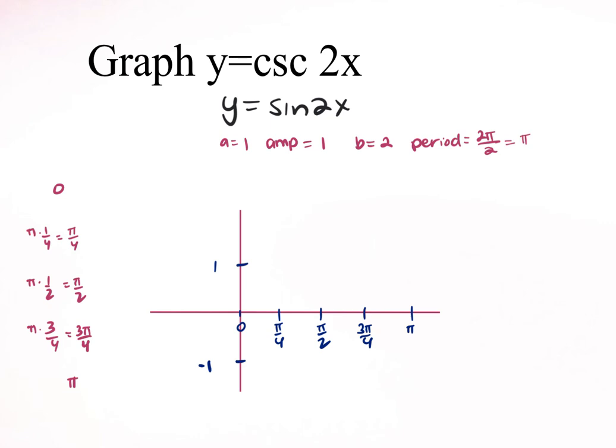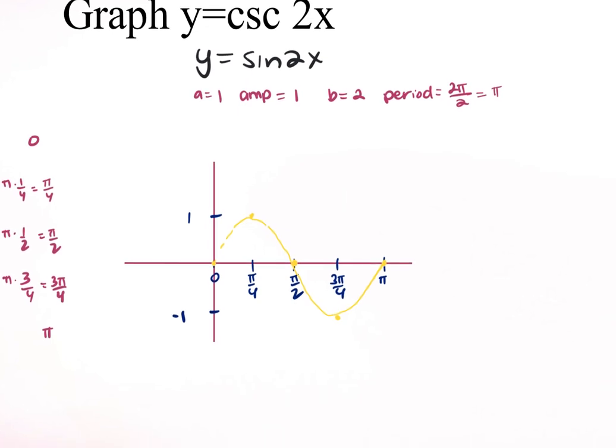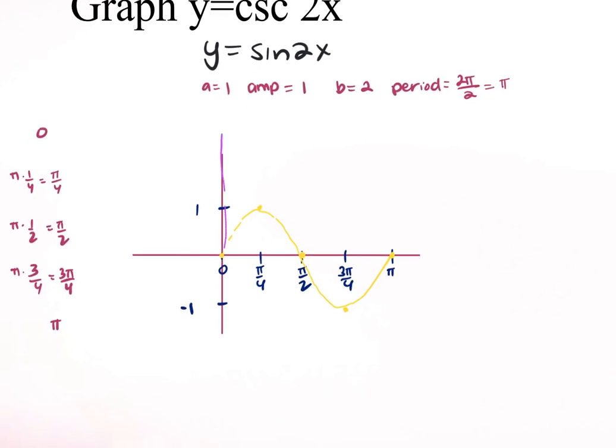Okay, so I'm drawing sine, which means I'm starting at 0. I'm going up to the amplitude, back down to 0, negative amplitude, back up to 0. And my sine curve looks like this. Everywhere there's an x-intercept gets an asymptote. So I've got an asymptote here, here, and here.